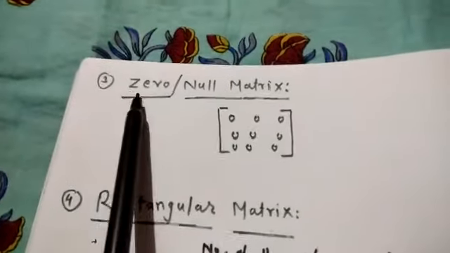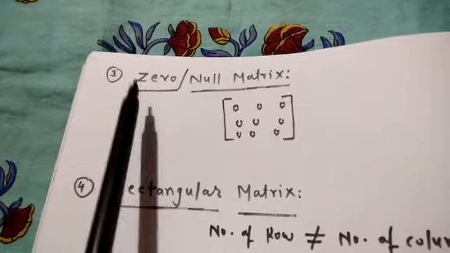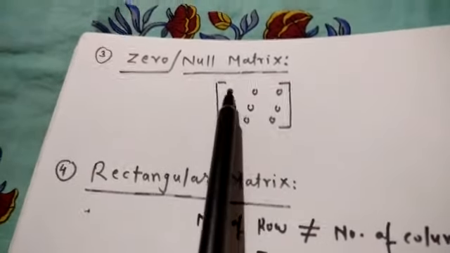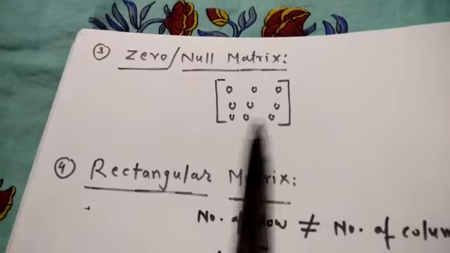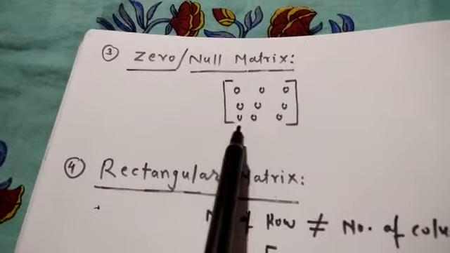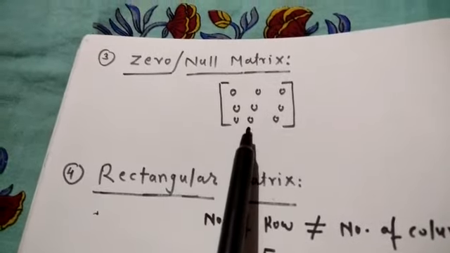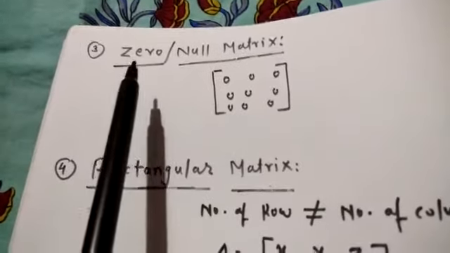Third type is zero or null matrix. Zero matrix means the matrix in which all the elements are zero. You can see that this is a matrix in which 1, 2, 3, 4, 5, 6, 7, 8, 9, there are 9 zeros. It means there is no non-zero element. All the elements are zero. If a matrix has all elements zero, then it is known as zero matrix.